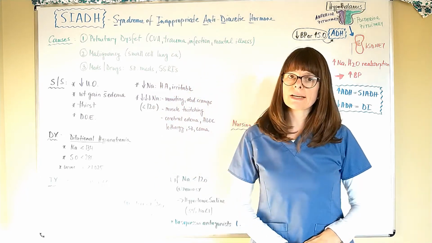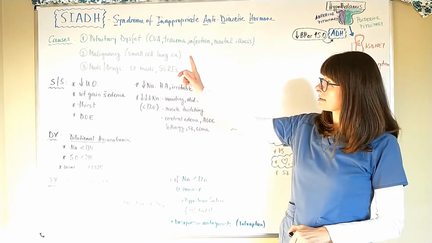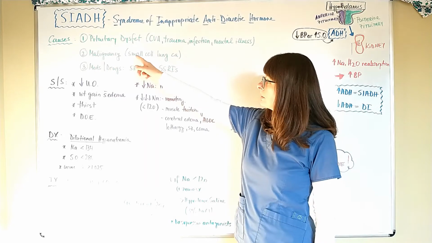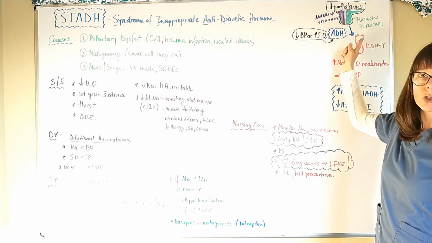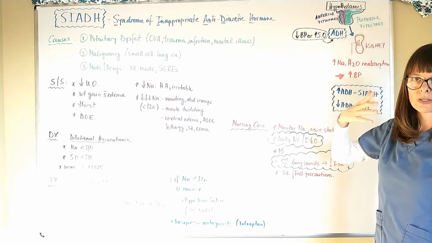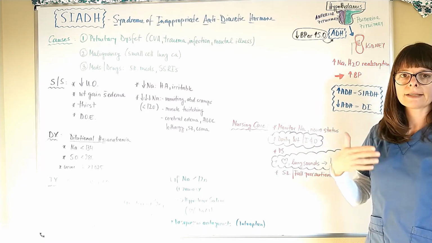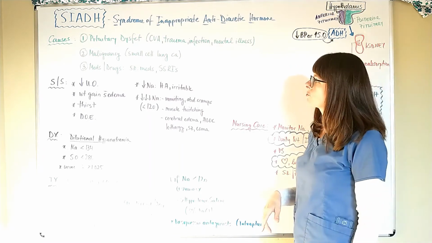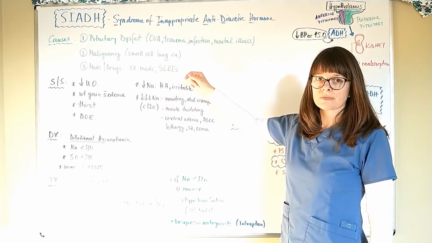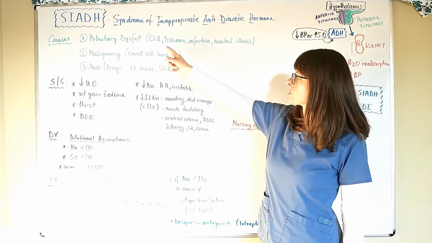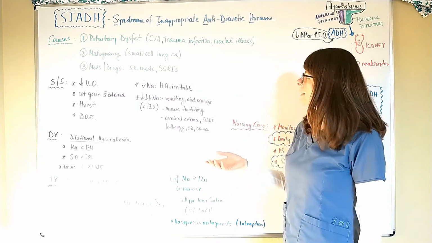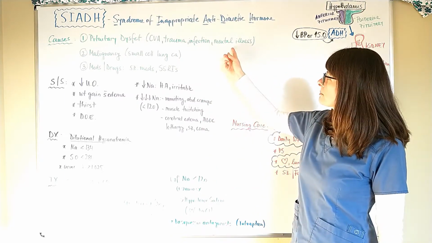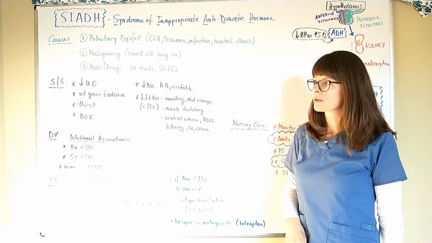So in terms of SIADH, causes of SIADH can be pituitary dysfunction. Remember that the pituitary secretes ADH. So if there's something going on with that master gland, then we might have SIADH. Pituitary dysfunction can be anything related to a stroke, trauma, infection, encephalitis, meningitis, and other things such as mental illness as well as psychosis.